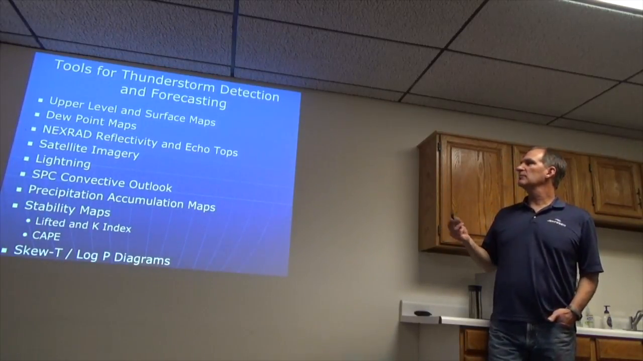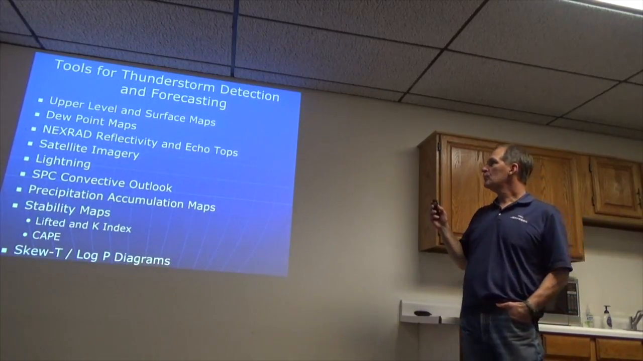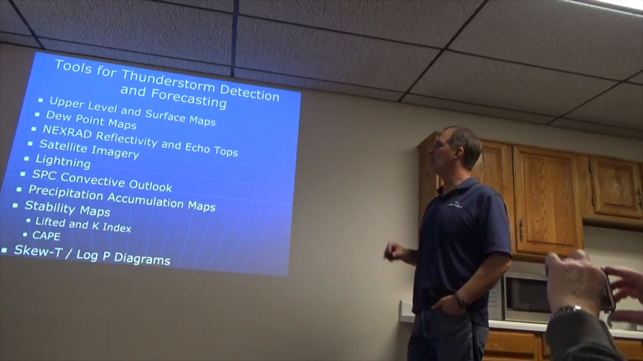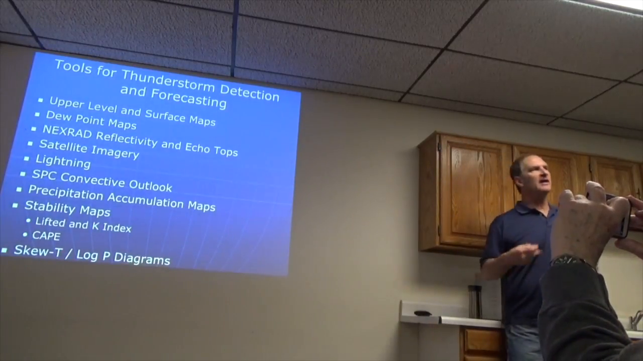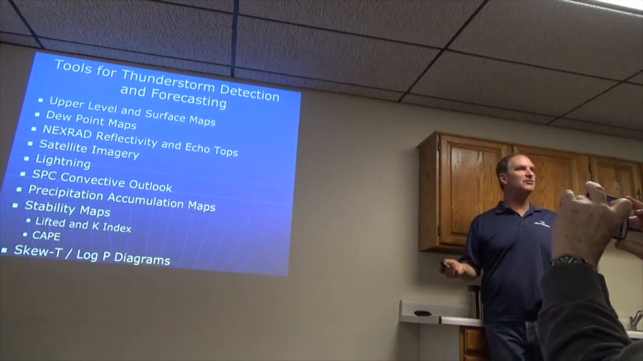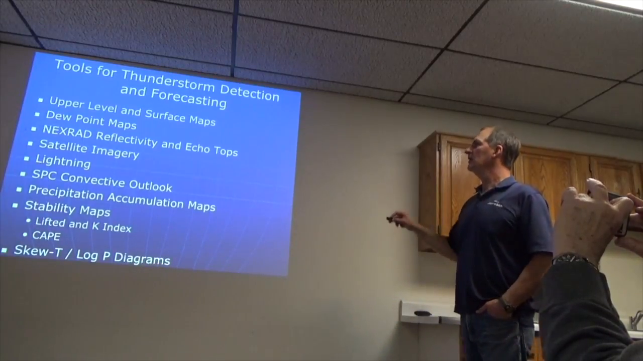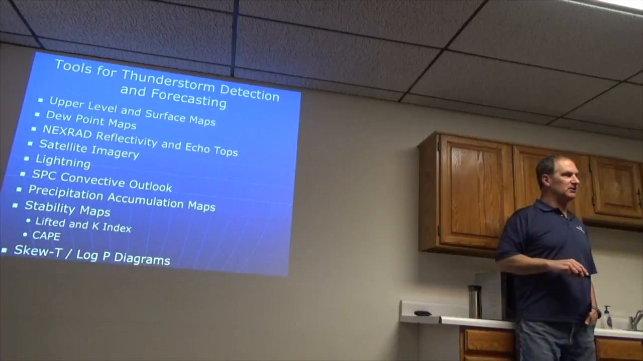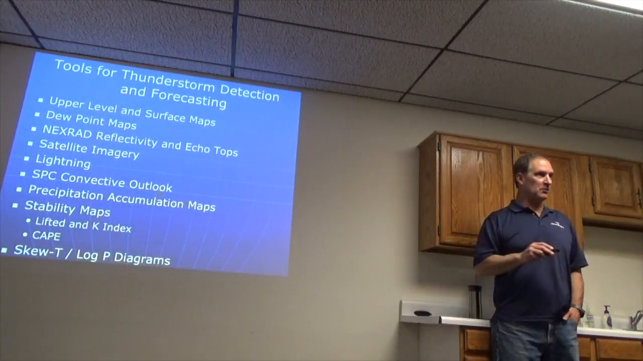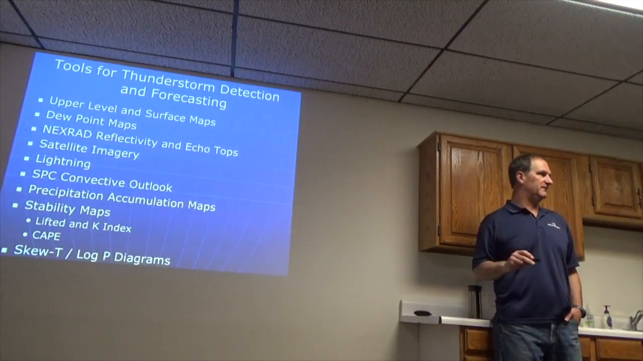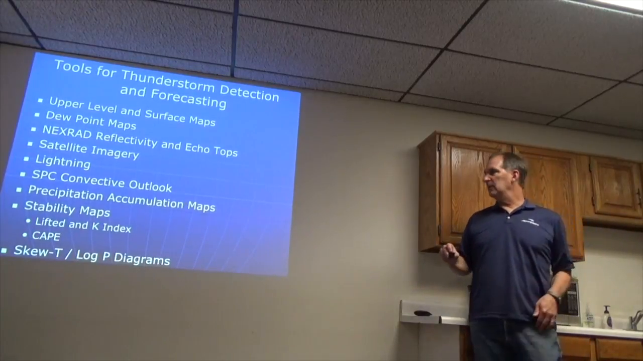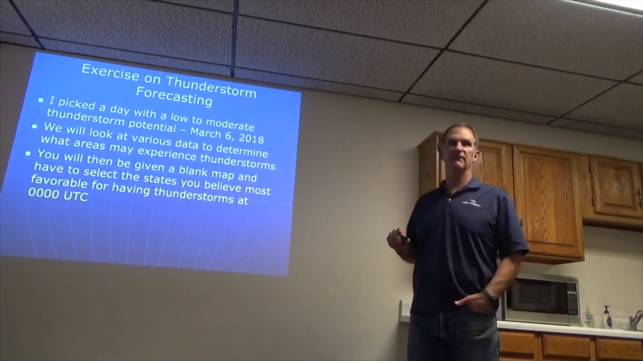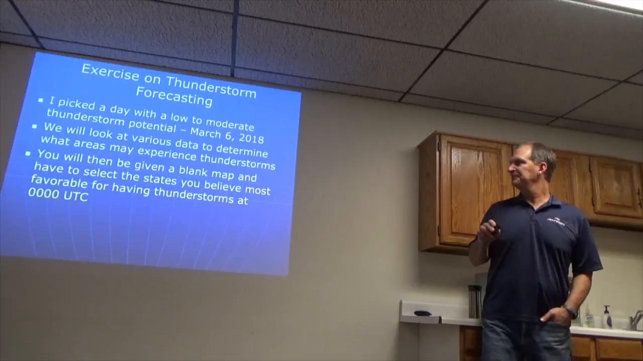So now we're going to look at some tools to look at upper level and surface maps, dew point. How do you determine if thunderstorms are going to develop, and if they do, where are they going to be in the future? So we're going to use all these tools here to look at all this information to determine, hey, are thunderstorms going to develop, and if so, where are they going to be in the future? This handout's going to come into play here because you get to play forecaster for a little bit here.